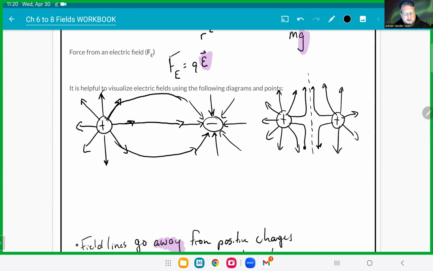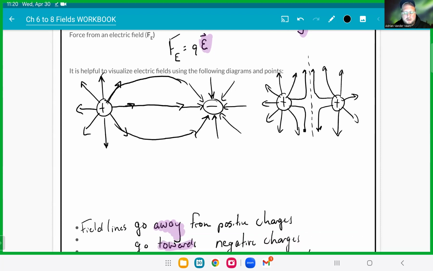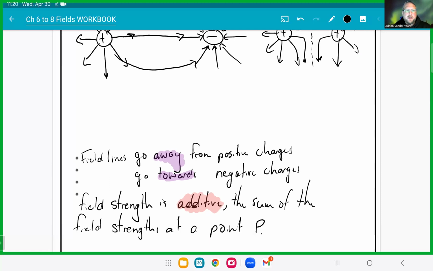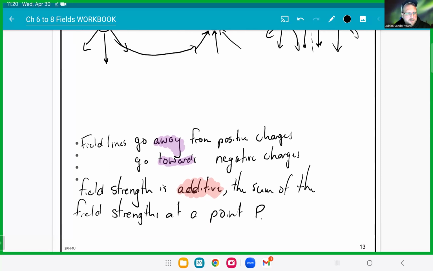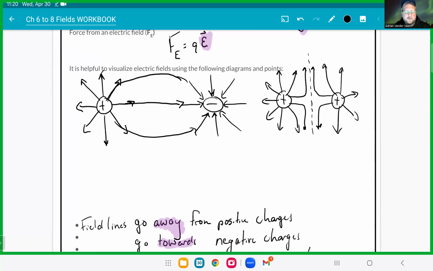Okay, so if we want to figure out the field strength, the point of these pictures is just to help you indicate direction and get a sense of the strength of the field if we draw more field lines. When drawing these diagrams, field lines always go away from positive charges and they go towards negative charges. And field strength is additive, which means the field strength at any location in space is the sum of the contributions from all the charges around it, right?